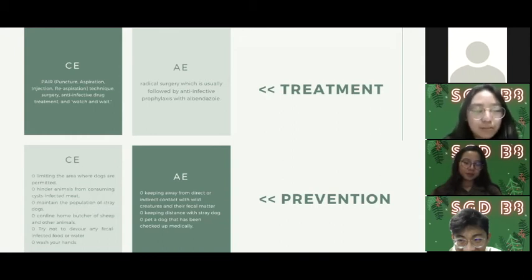Now I'm going to explain about the treatment of echinococcosis. There are 4 treatment options that people with cystic echinococcosis can take. Those are percutaneous treatment for the hydatid cyst with the PAIR, which is puncture, aspiration, injection, re-aspiration technique, surgery, anti-infective drug treatment, and watch and wait. As for the treatment of alveolar echinococcosis, there is radical surgery, which is usually followed by anti-infective prophylaxis with albendazole.